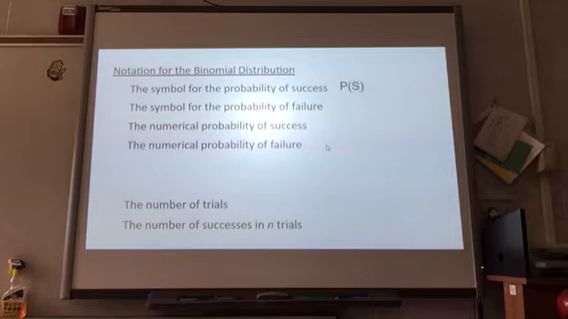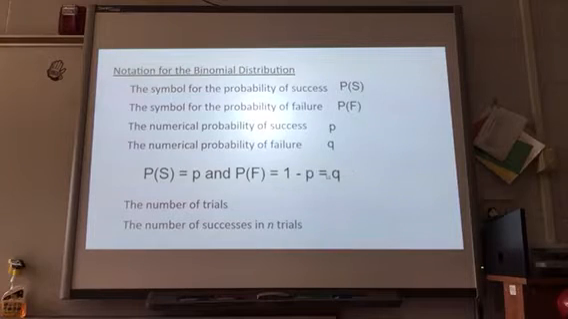Let's see. There's some notation you need to know. The symbol for the probability of success is P of S. The probability of failure is P of F. The numerical probability of success is lowercase p. The numerical for failure is little q. There's the formula, or part of the formula. The probability of S is little p. The probability of failure is 1 minus the probability of success, which is q. The number of trials is n, and the number of successes is x.